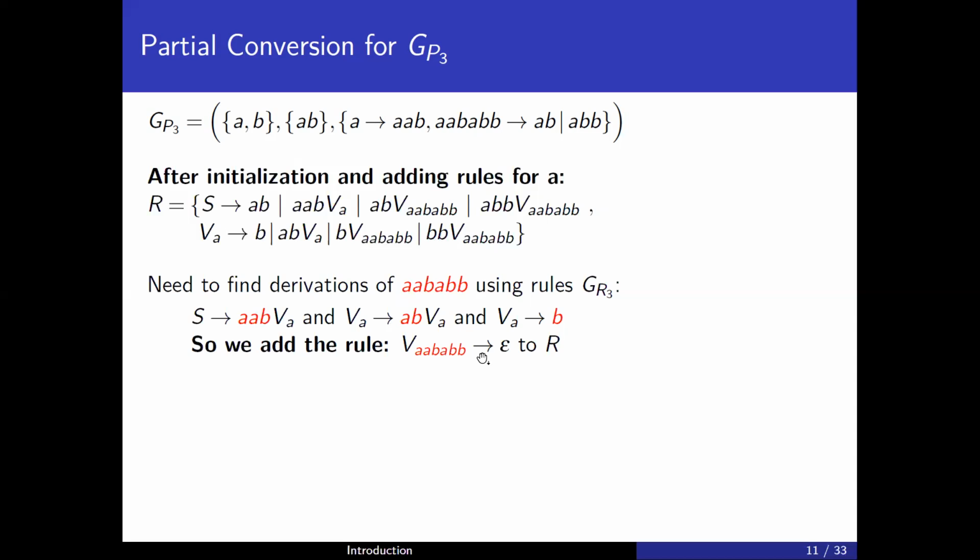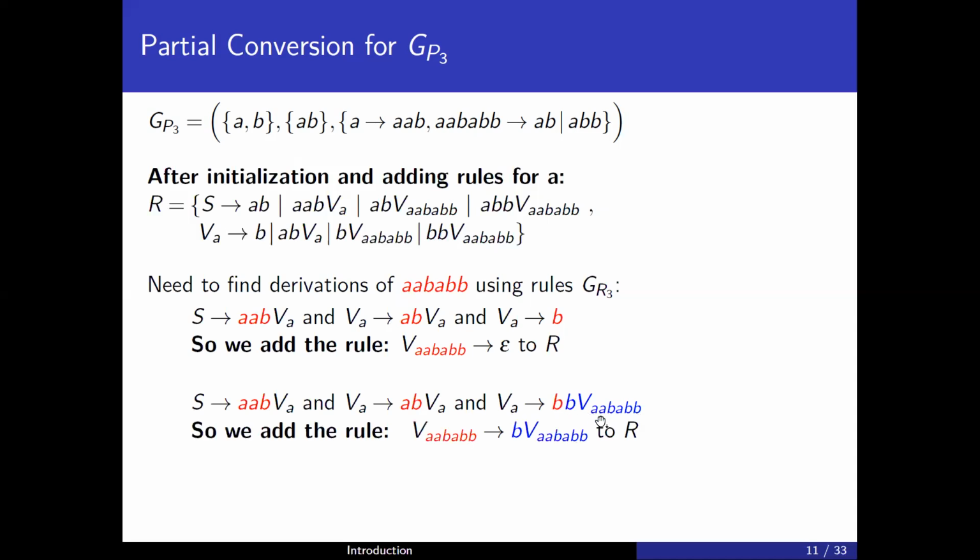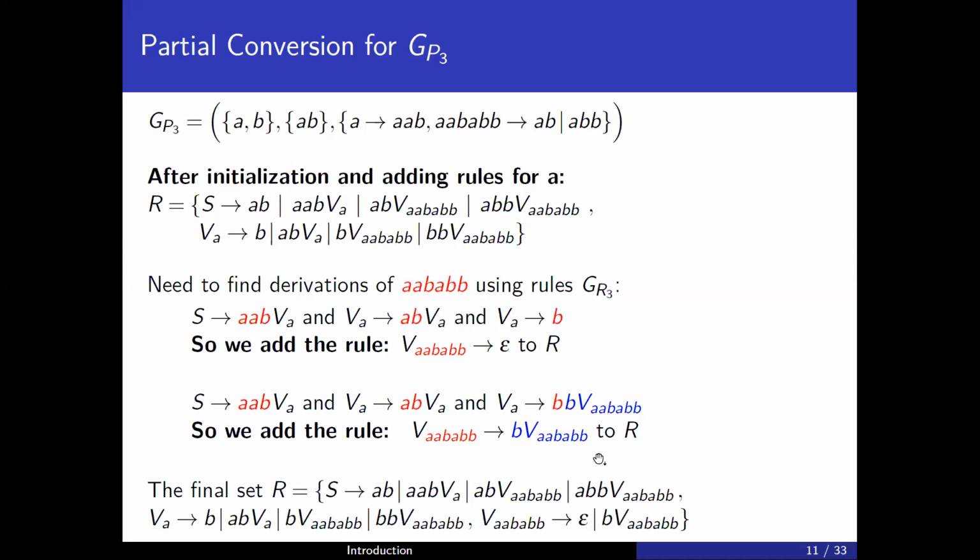Again, we're going to search for any rules we can find, and so we have this other derivation with the last step being different, and so we can add this other rule to R, and again obtain our final set R.